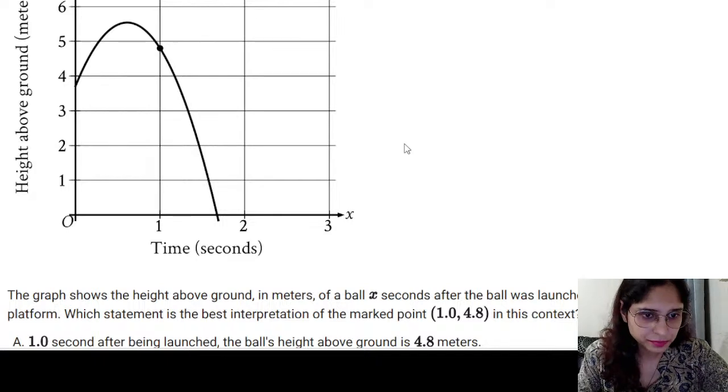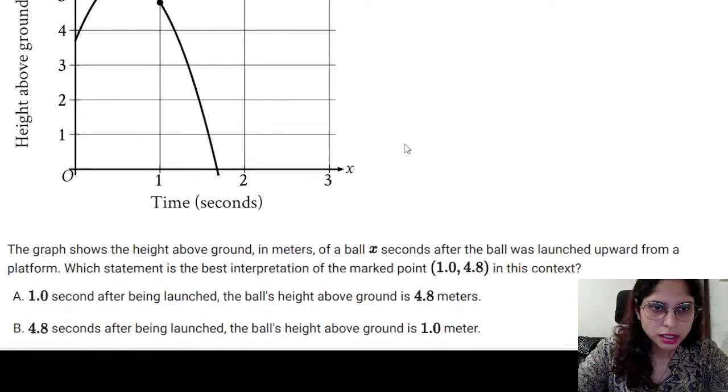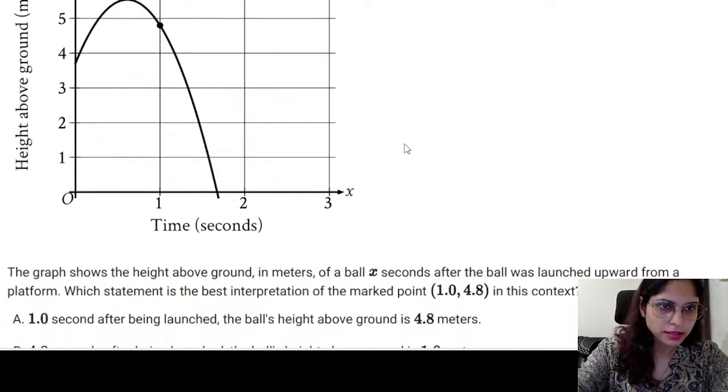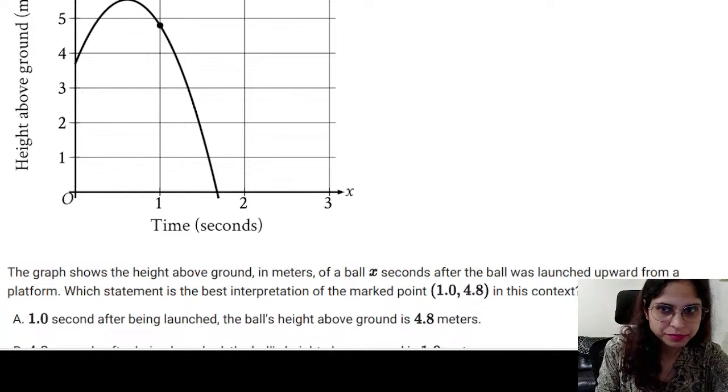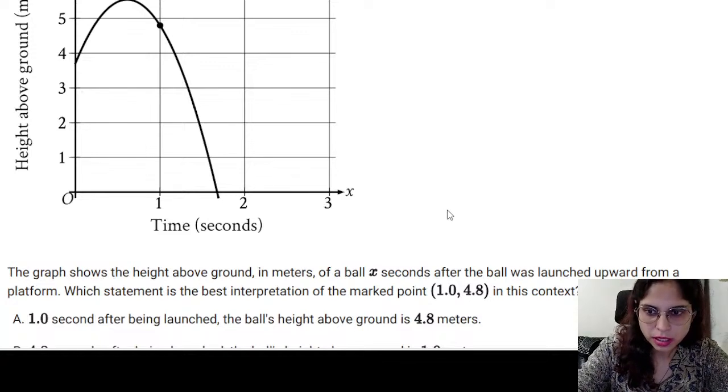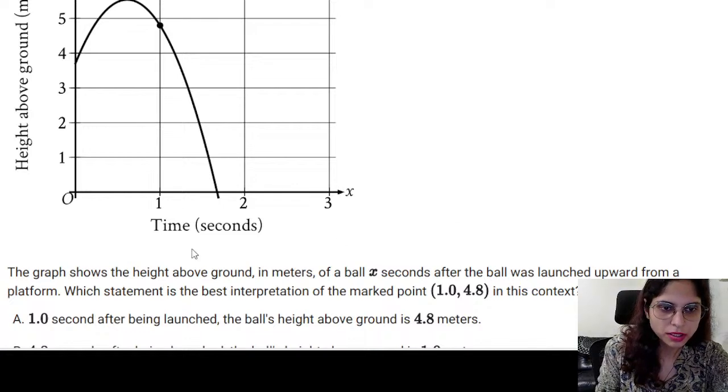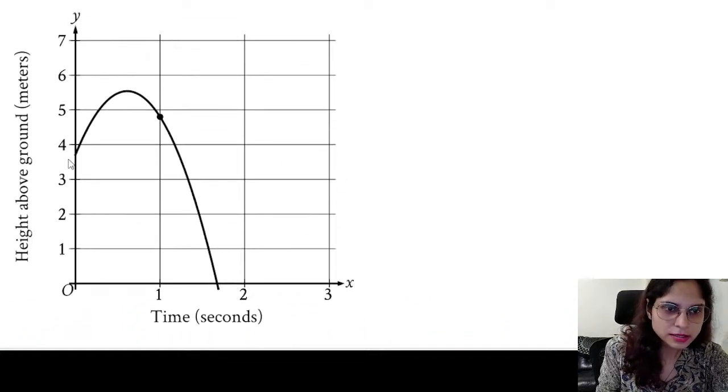Okay. The graph shows the height above ground, in meters. Yeah, the y-axis is showing the height above ground. You can see over here. X seconds after the ball was launched upward from a platform. X seconds, yes. On the x-axis we have time in seconds. On the y-axis we have height above ground in meters. And what is this graph telling us? That this is the starting position. This was the height at which the ball was being thrown.